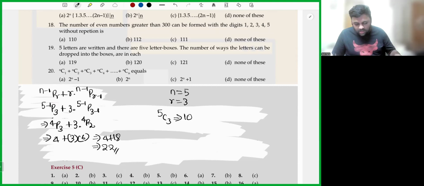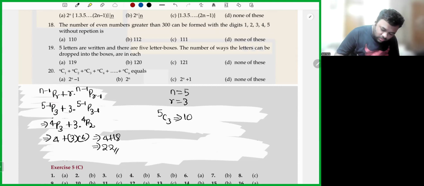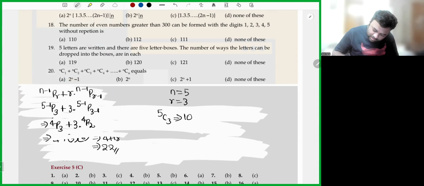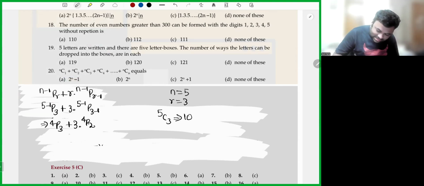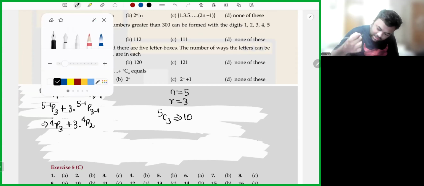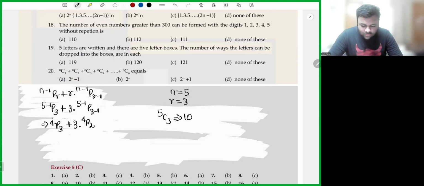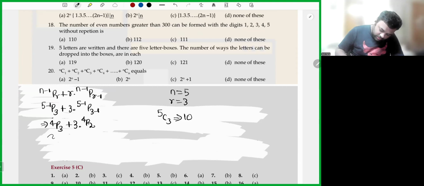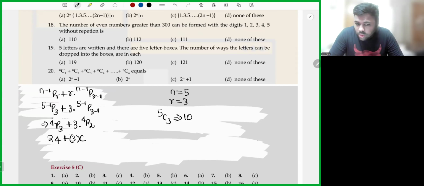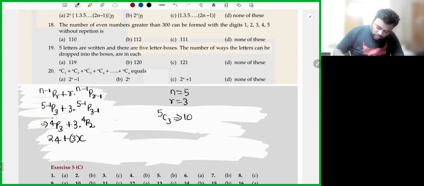Oh, sir, yes. We have made a mistake here. I'll tell you what mistake we made. This is P, this is not C. I was taking C from that time. What is 4P3? 4 into 3 into 2, 24. I mixed up combinations and permutations. 4 into 3, 12 into 3. So 24 plus 36, which is equal to 60. And 5P3 is 60. Okay.